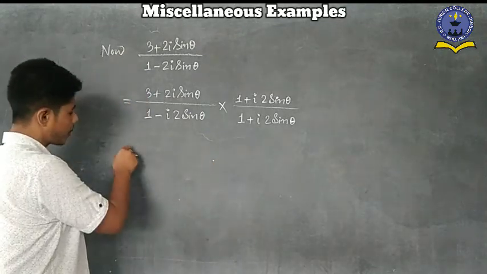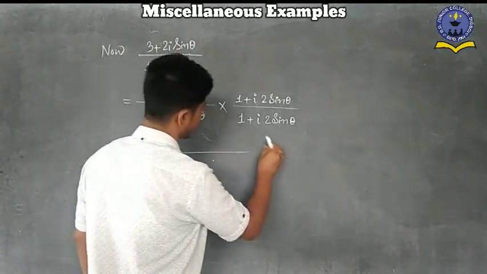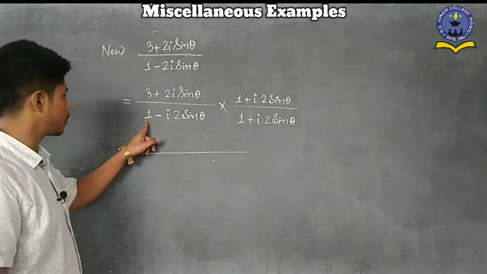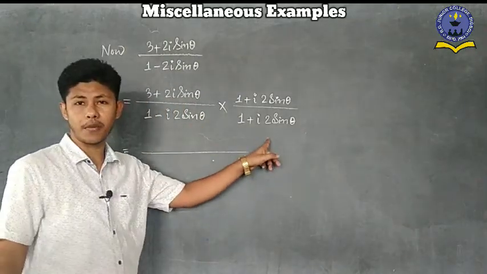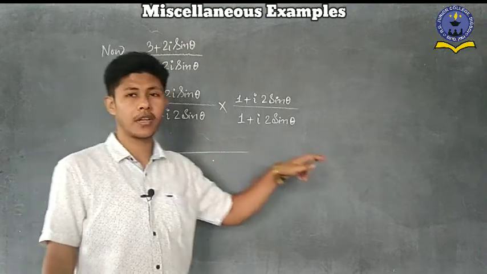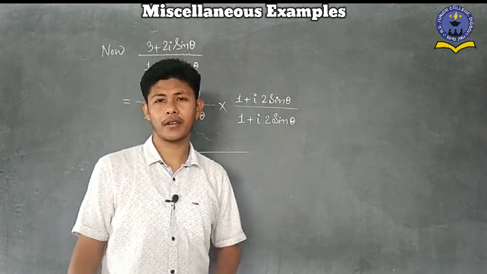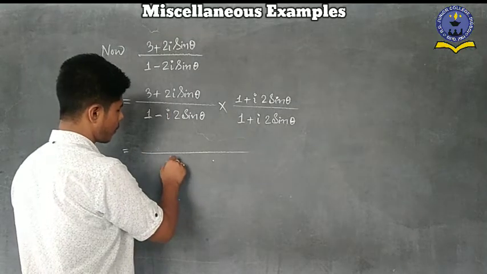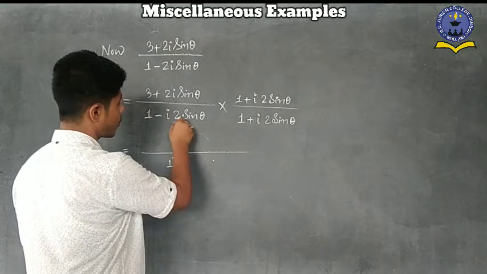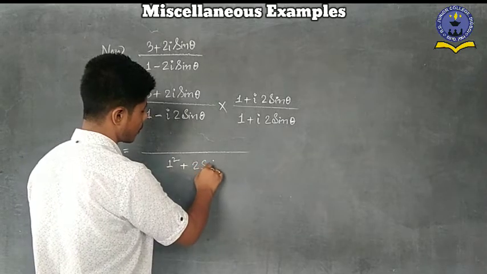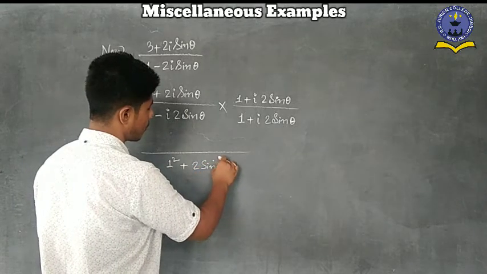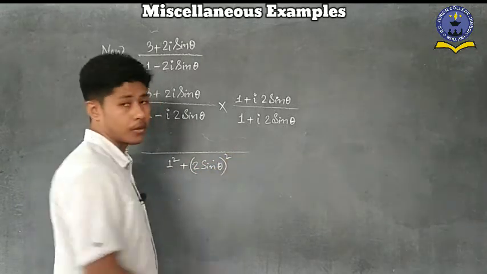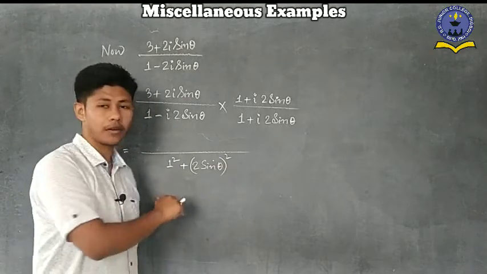After multiplying, the denominator part is of the form a minus ib times a plus ib. If we get a minus ib and a plus ib, then we write a square plus b square. A means 1 here, so we write 1 square, and b means 2 sin theta, so we write 2 sin theta whole square. A square plus b square. Is it clear? I think all of you understood this.